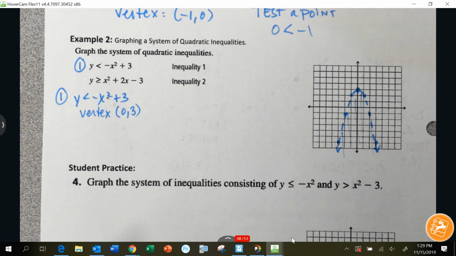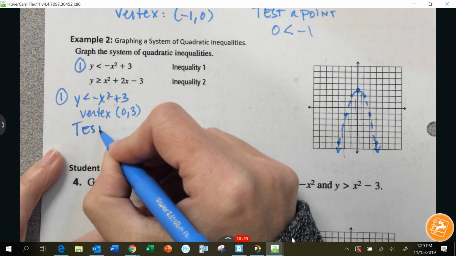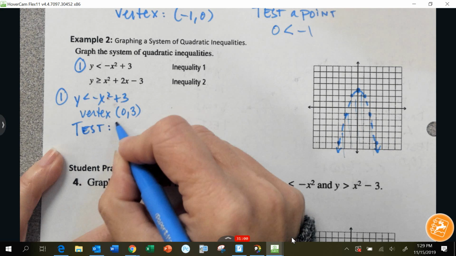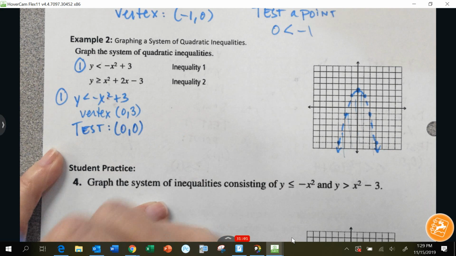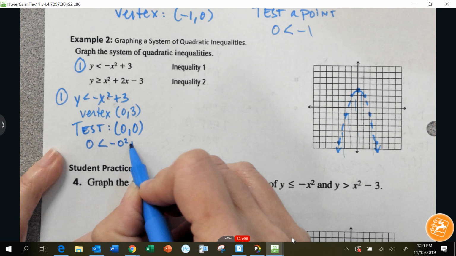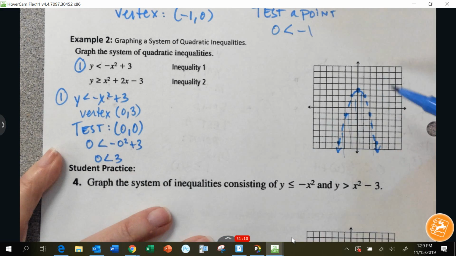I didn't check and test the point. What should we test? 0, 0 is what I'm going to test. You can test whatever you want, but I'm going to test 0, 0. So I get negative. Is that true? Oh, good. Then I shaded the right place.